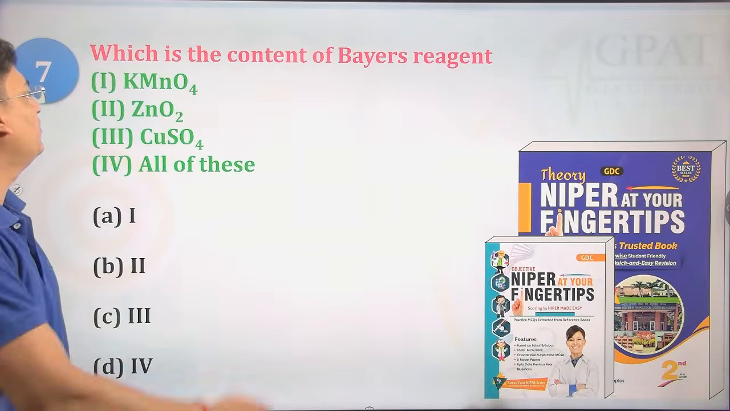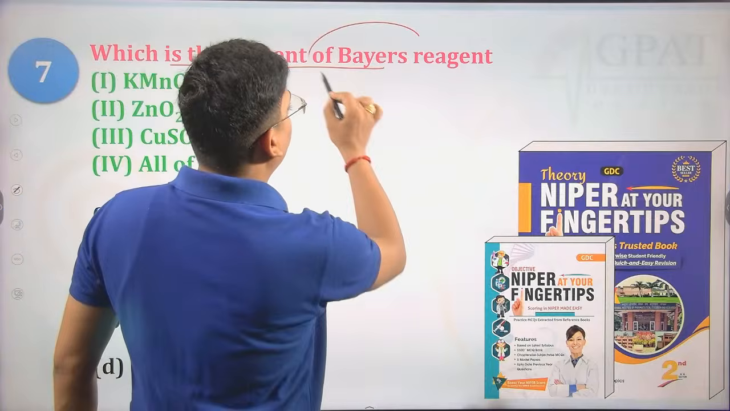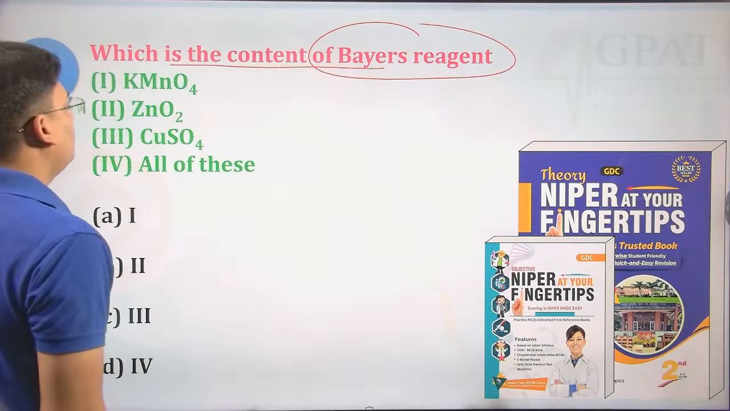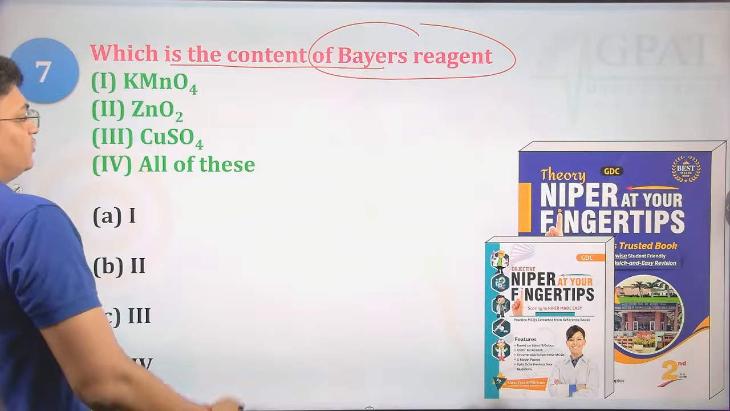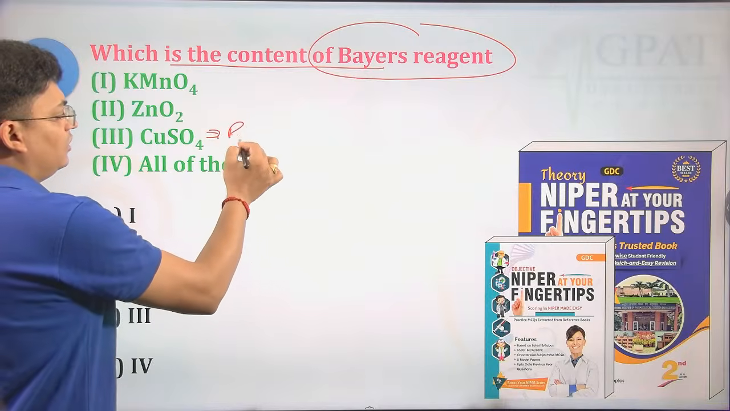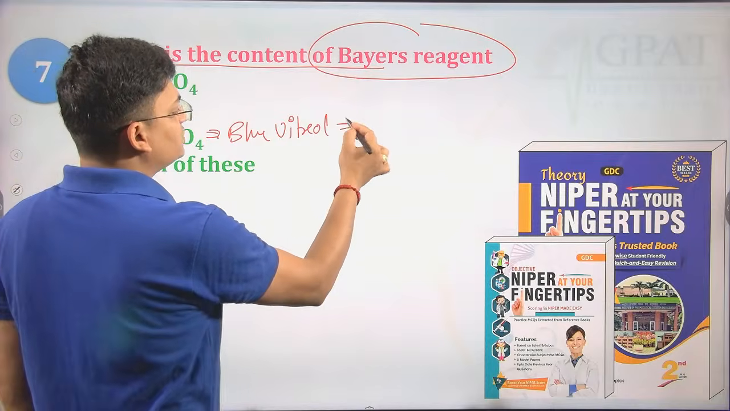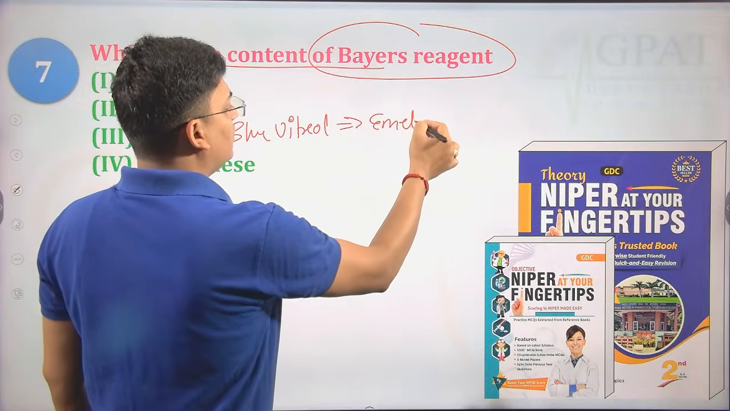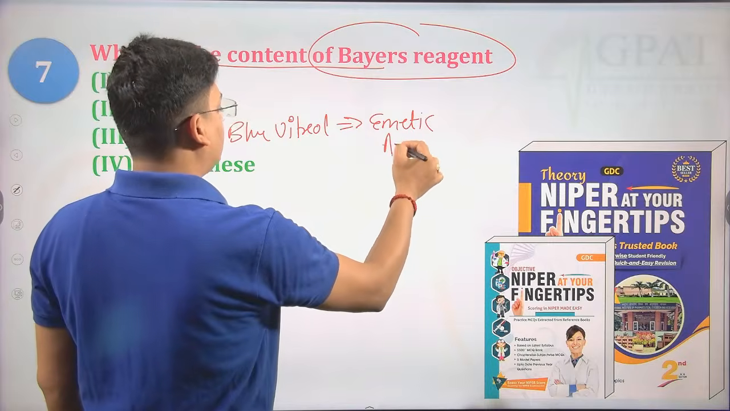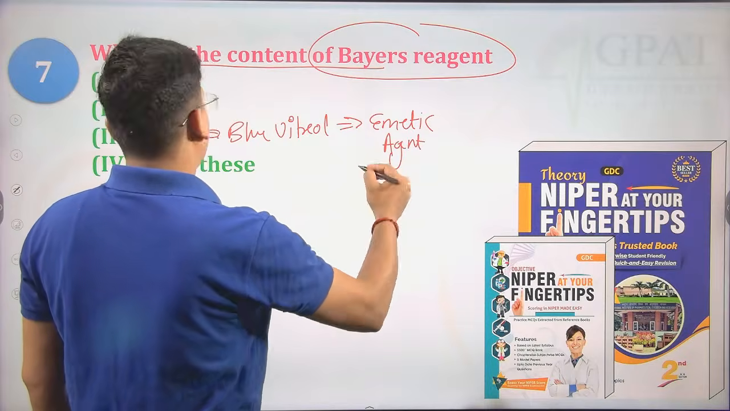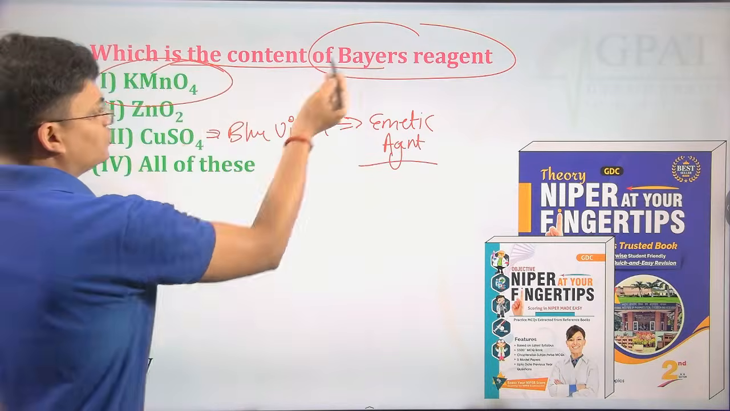Next, which is the content of Bayer's reagent? So KMnO4, ZnO2, CuSO4. This is known as blue vitriol, which is also known as the emetic agent. KMnO4. So what is Bayer's reagent?